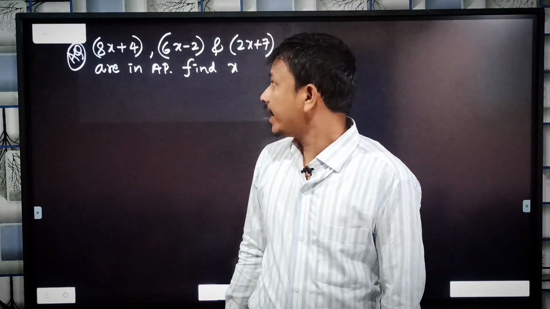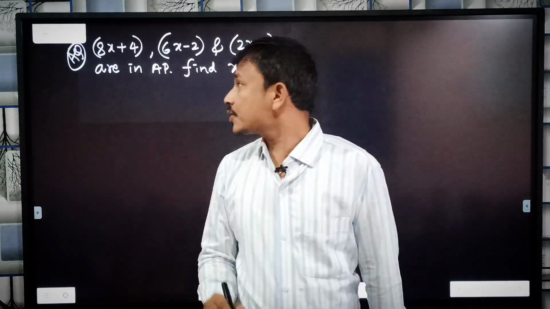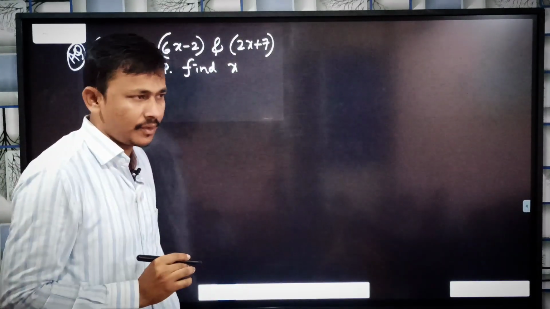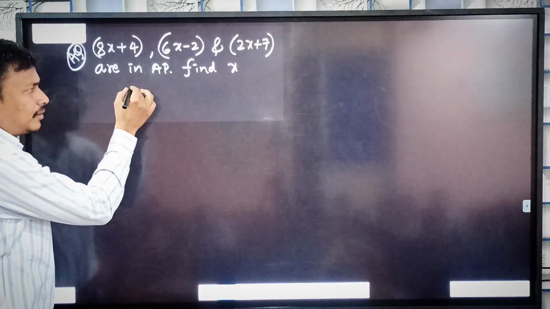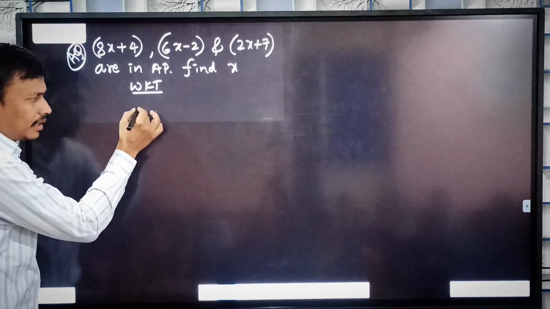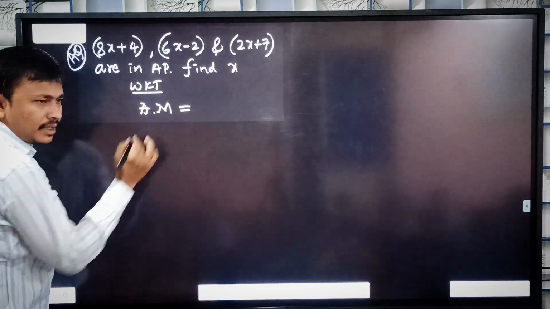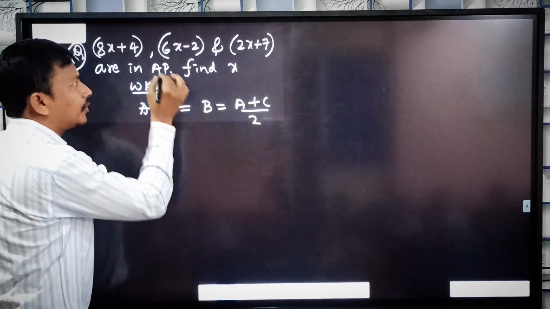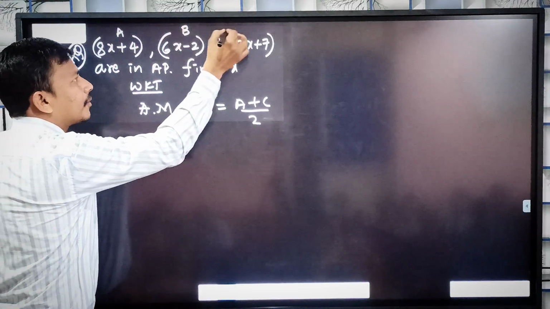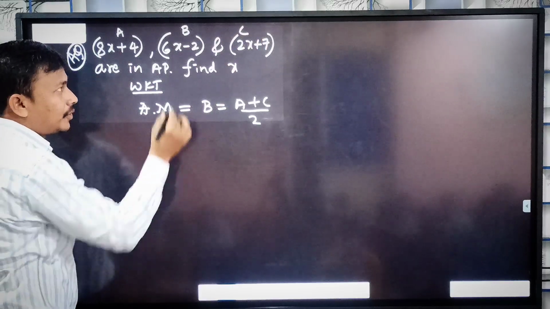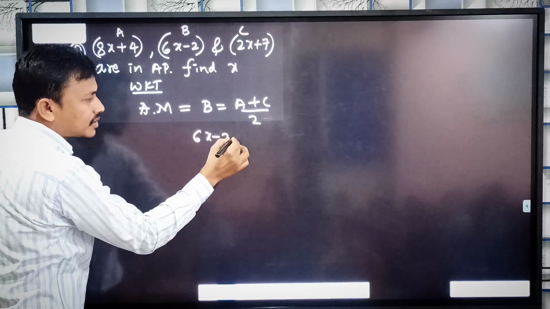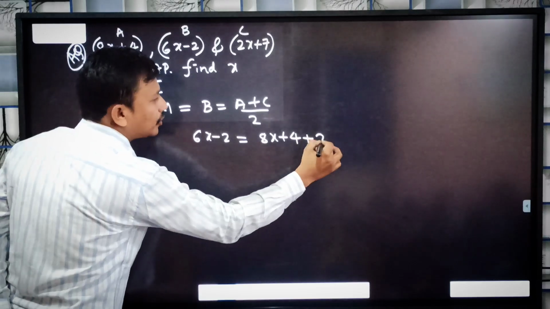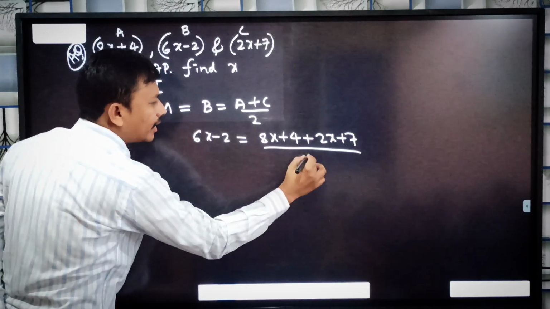Next applied question. 8x plus 4, 6x minus 2 and 2x plus 7 are in AP. What we need to find out? We need to find out x values. We know that the arithmetic mean B is equal to A plus C divided by 2. What is A? 8x plus 4. B value 6x minus 2 is equal to 8x plus 4, plus C, 2x plus 7, whole divided by 2.